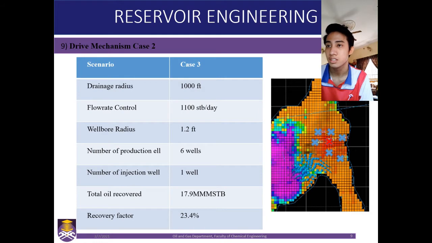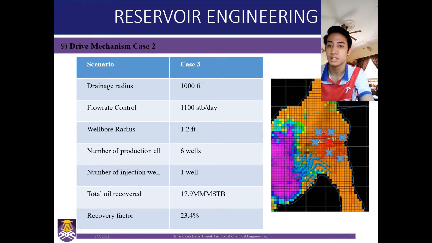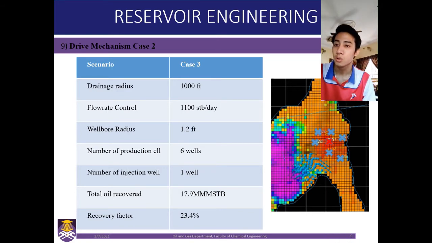And for the last case, which is case 3, the development of case 3 adds 1 water injection well to the existing 6 production well. And the table below shows the summary of the case 3, which is the flow rate control is still same, which is 1,100 STB per day, and for the production well is 6 well and number of injection well is 1 well. Total oil recovered is 17.9 mmSTB and the recovery factor is at 23.4%.